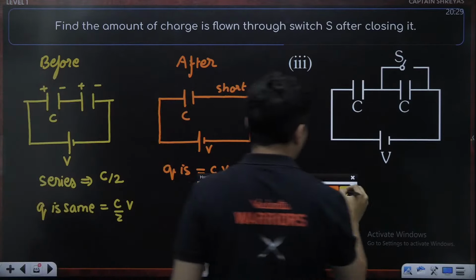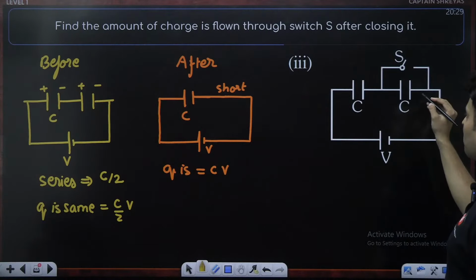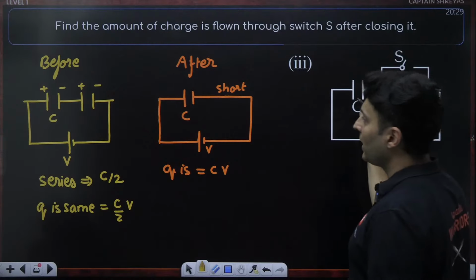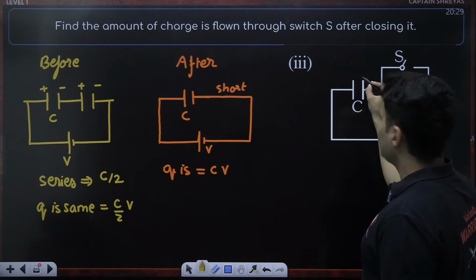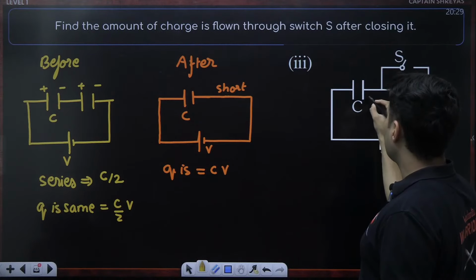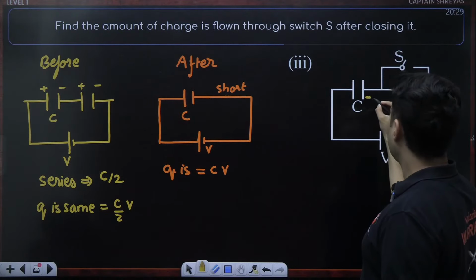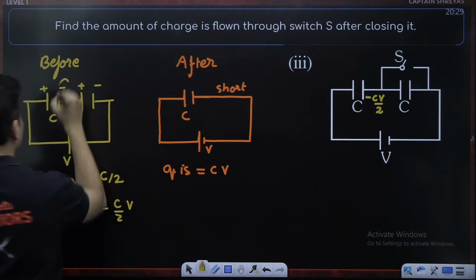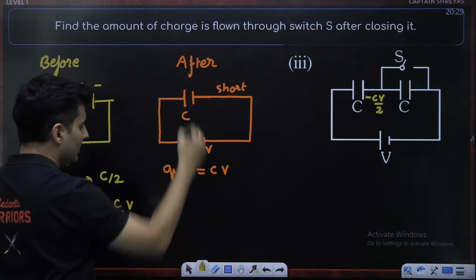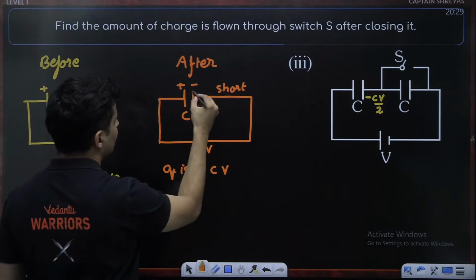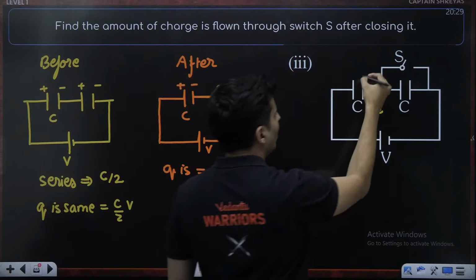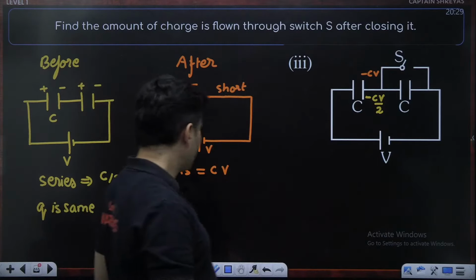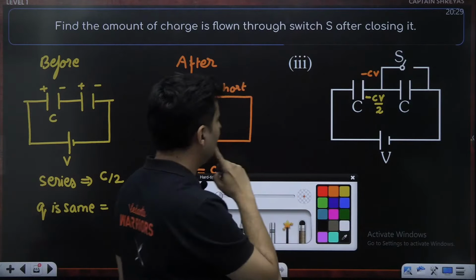So if you look at that capacitor before and afterwards. Which one? This capacitor, let's look at. Before, on this plate, the negative one, the charge was minus CV by 2. I'm talking about this particular plate. Afterwards, how much charge is there? It is minus CV. From minus CV by 2, it has become more negative. So where would that charge go?